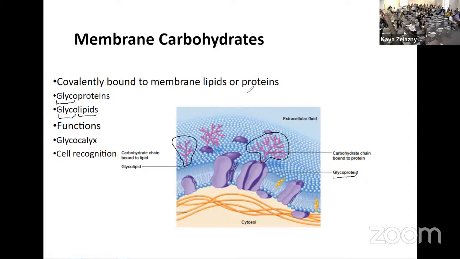I don't think we'll mention this again in this course, but these do function in cell recognition, so how your cells know what other cells are around them, whether you have foreign cells or something. And in other courses, you'll talk about how they're part of the glycocalyx. You can presumably talk about it in microbiology.